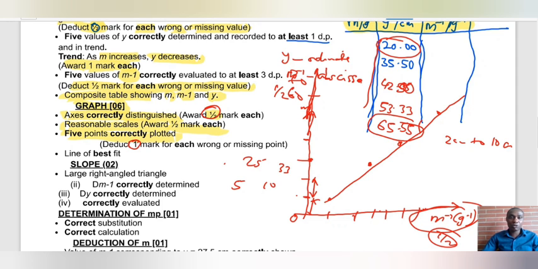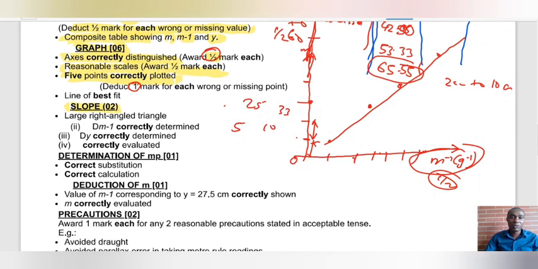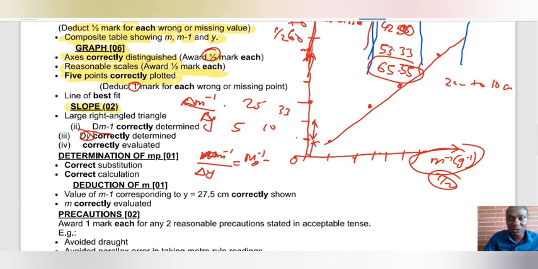Next is the slope. For the slope, we are going to determine delta m inverse and delta y. So in this case, it means that you are plotting m inverse against y. So you're going to have delta m inverse over delta y, which is the same as m2 inverse minus m1 inverse divided by y2 minus y1. So you must have all of that.